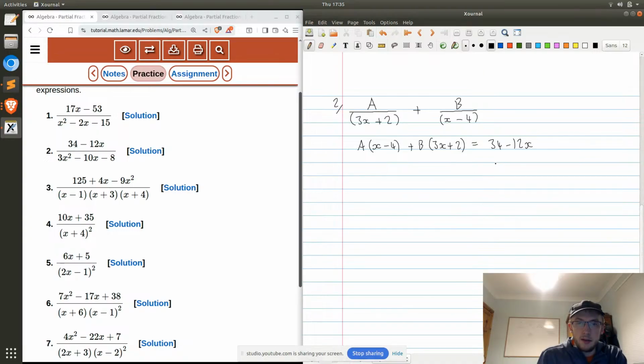And the way that I'm going to solve this, instead of doing what I did before, is I'm going to let x equal 4. And so the first term disappears. And for the next term, we have a 12 plus 2, which makes 14. So 14b. And on the right-hand side, 34 minus 48 is minus 14. So b is equal to negative 1.